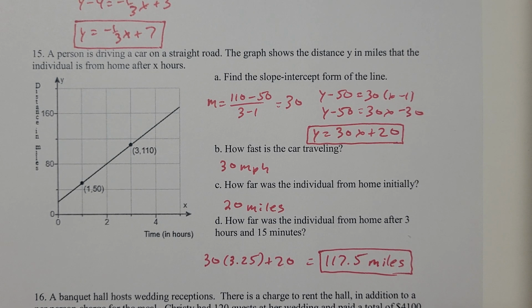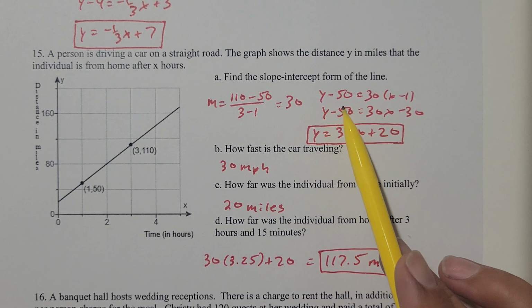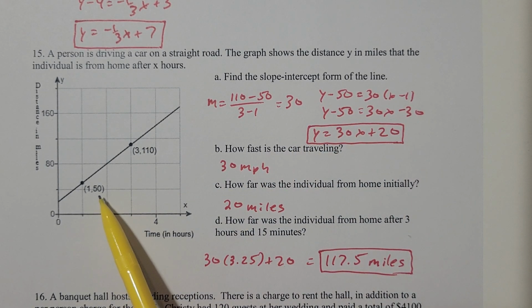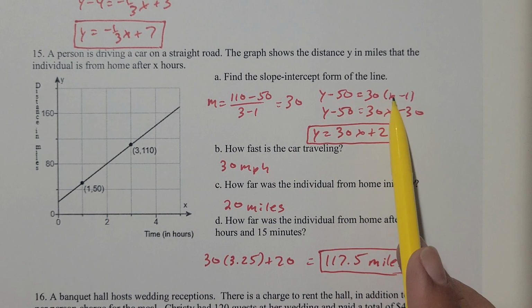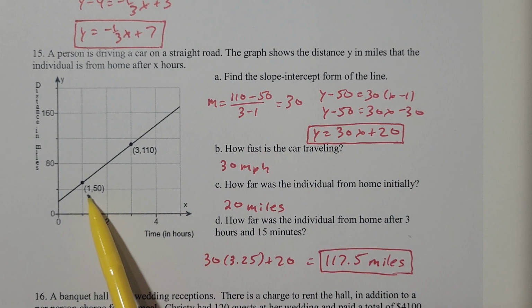I also know a point on the line. I know 2 points on the line, but I can use the point-slope equation next, and let's just use this point here. So the slope is 30, and I've got y minus y1, which is 50, equals 30 times x minus x1, which is 1.